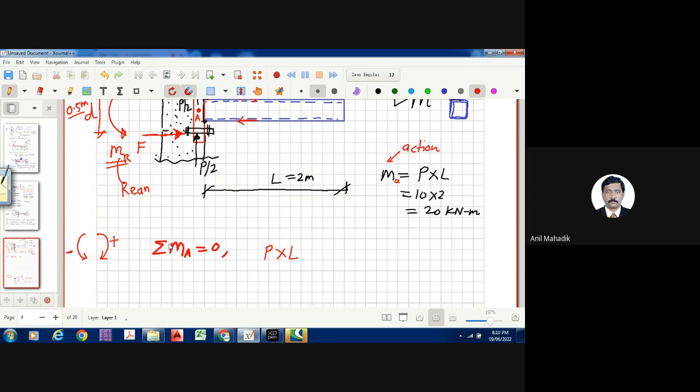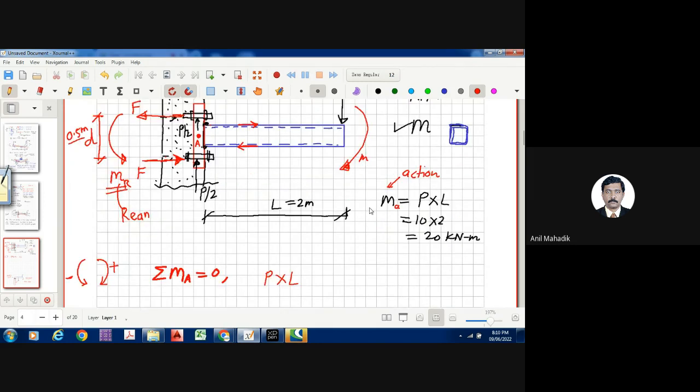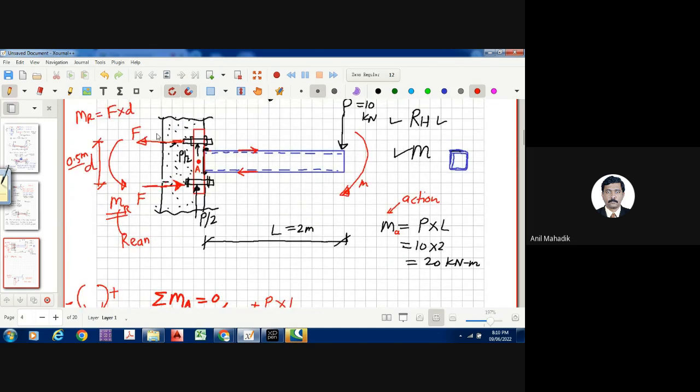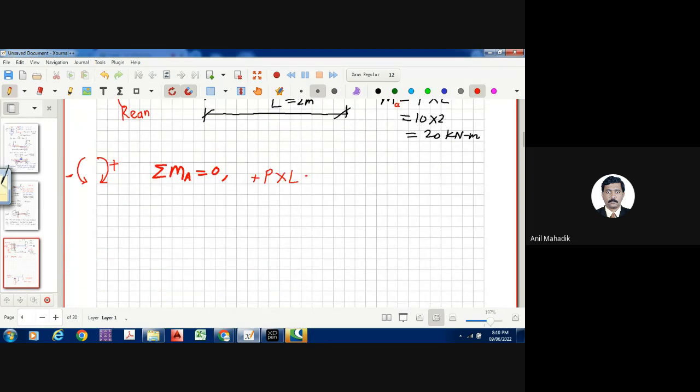So P into L क्या होगा मेरा positive या negative? Clockwise है ना moment, ये ऐसे rotate करेगा ना इसको. Yes, sir. So this M value will be positive. So it is positive P into L. And ये कैसे कर रहा है? देखो ये arrow ऐसे और ये ऐसे. So this is creating anti-clockwise. So minus F into D. It has to be 0.